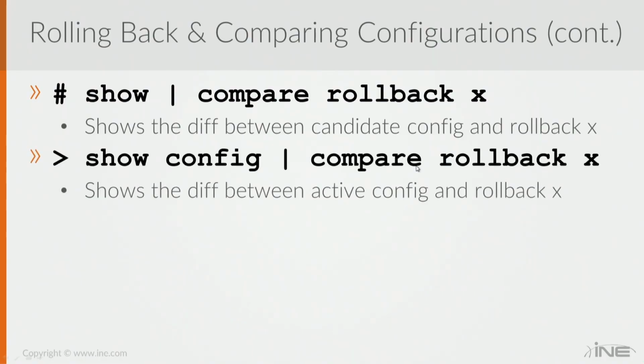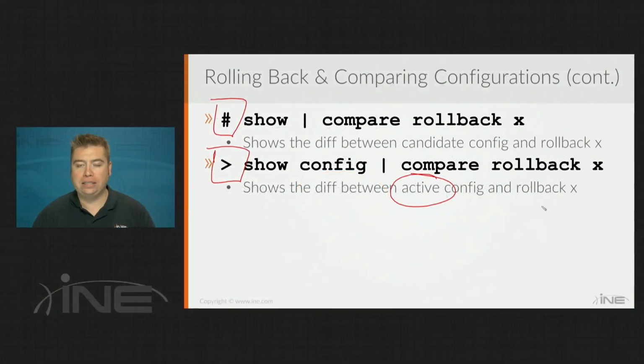If we do this from operational mode, so this one here, the pound sign, that's talking about config mode. If we say from operational mode, show config | compare, this is talking about the diff between the active config versus the rollback. When we say this in config mode, it's talking about the uncommitted changes. So if you want to look at the state of the current system versus what would happen when you roll back, you want to say show config | compare rollback when you are in operational mode, not in config mode.